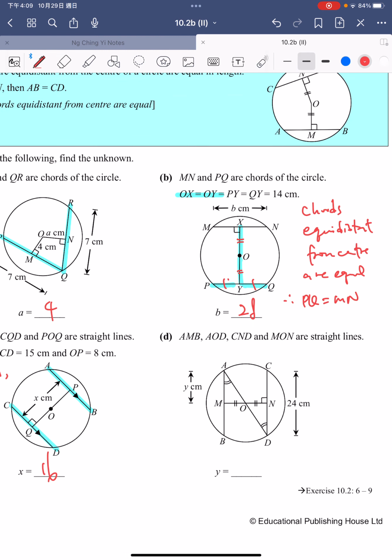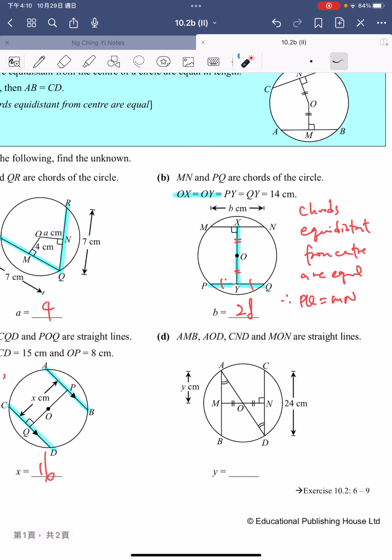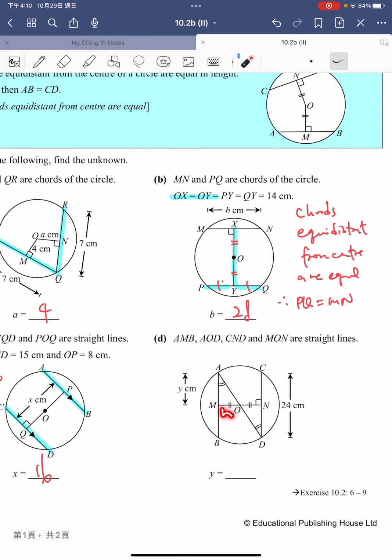For the next one, we have AMB, AOD, CND, MON as straight lines. In this one, we're going to calculate what Y is. As you can see, MO and ON are the same, which means the chords equidistant from the center are equal, so CD and AB are the same. So we have AB equal to CD equal to 24.